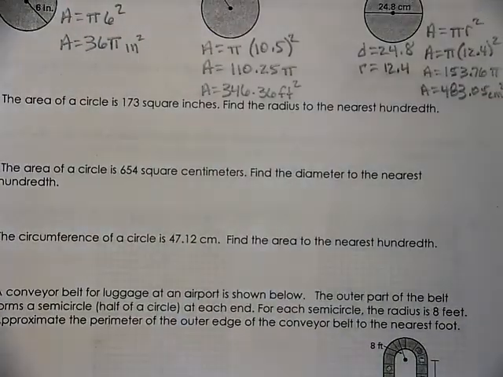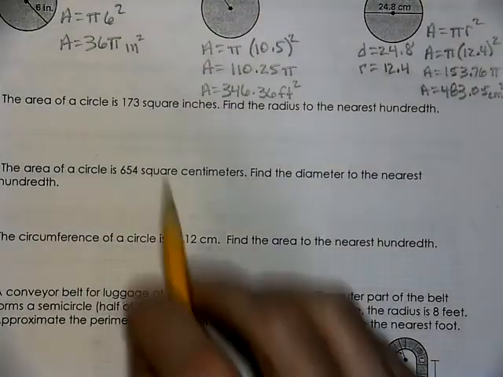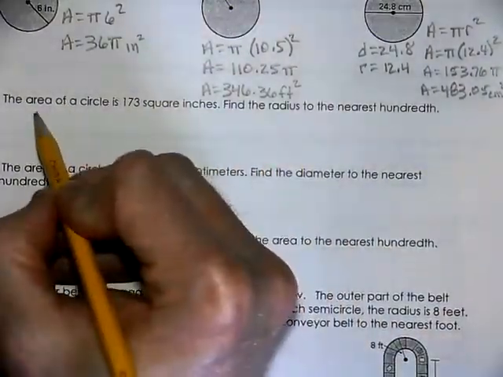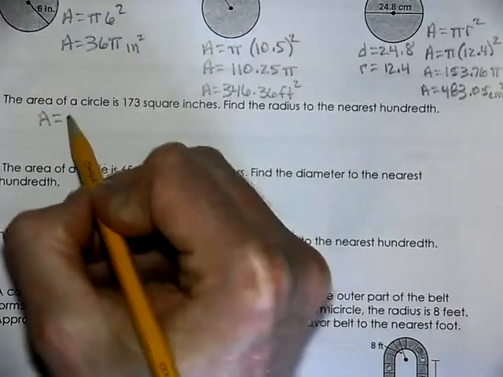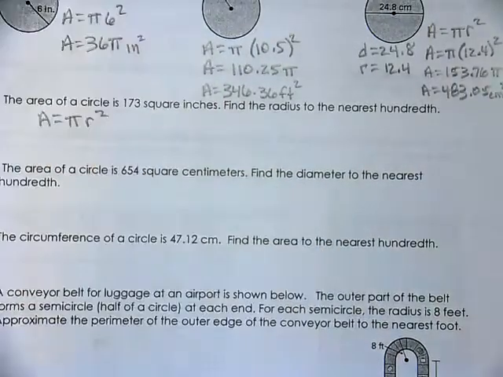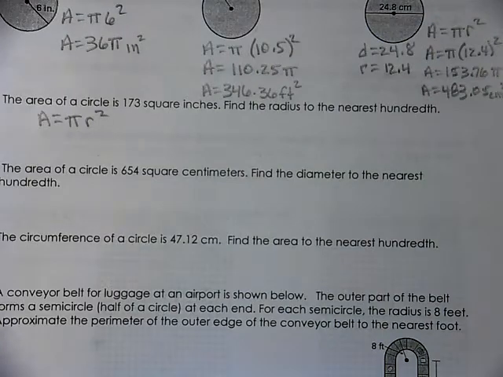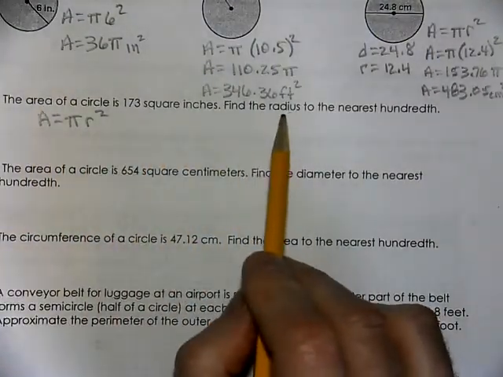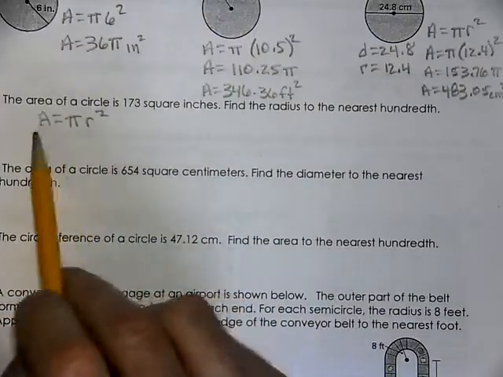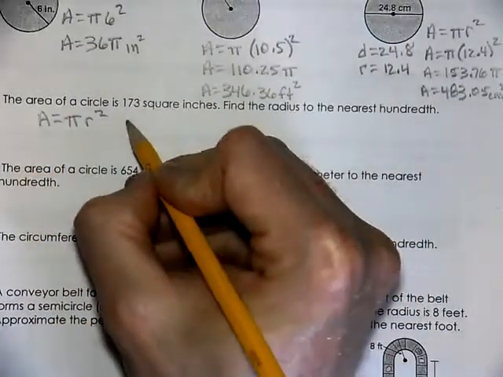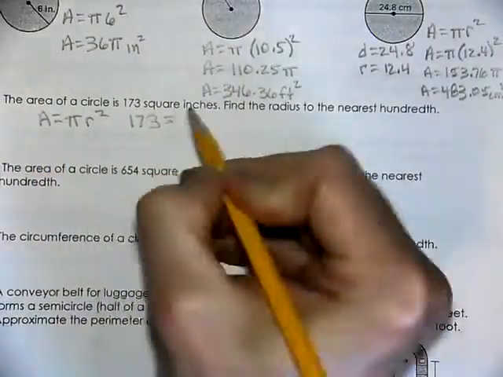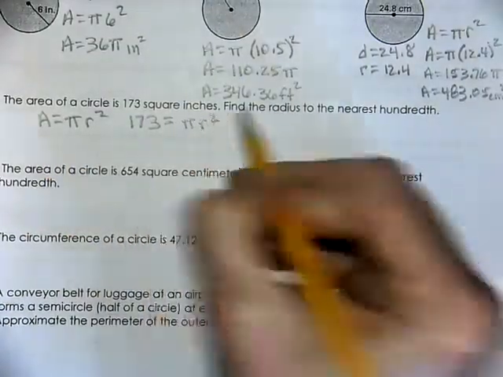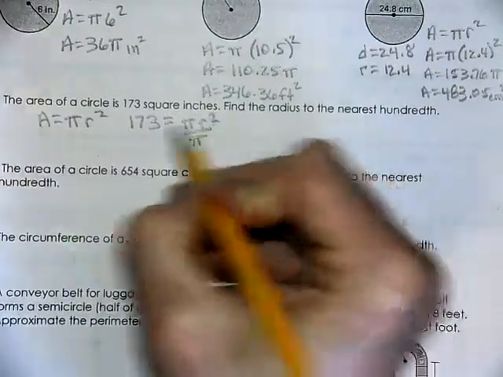The area of a circle is 173 square inches. Find the radius. Well, the area is pi r squared. They tell you what the topic is about. We want to figure out the radius. Well, the area formula has radius in it. So we're going to say 173 is your area. What is the radius? So we're going to divide by pi.